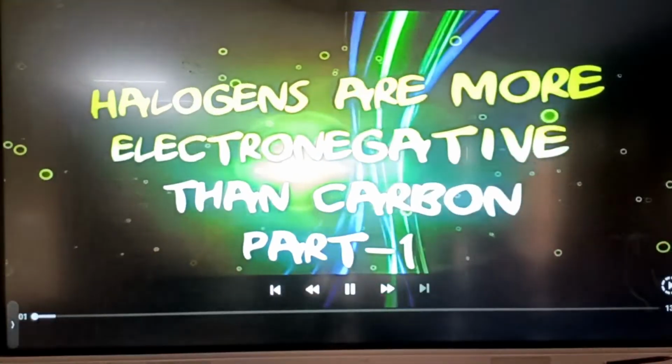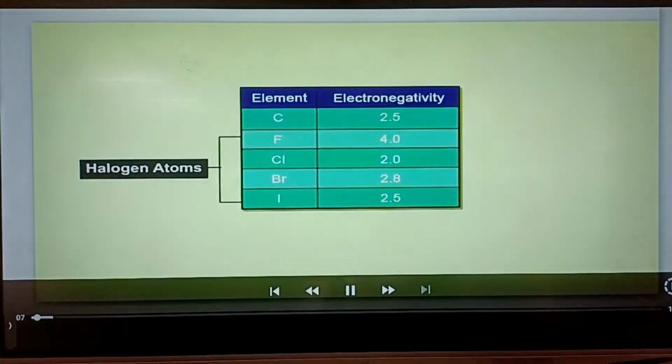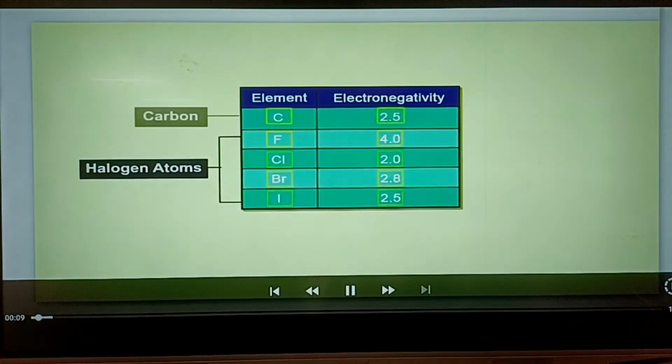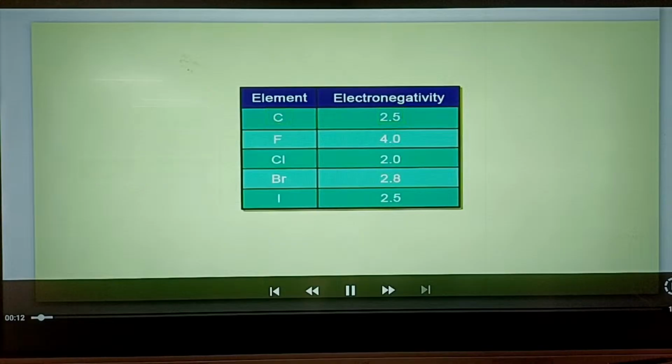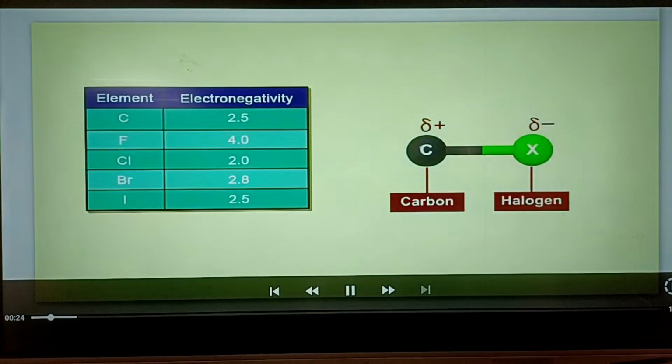Halogens are more electronegative than carbon. It is important to note that halogens are more electronegative than carbon. This means that halogen atoms have a greater tendency than carbon atoms to attract electron density to themselves. As a result, bonds between carbon and halogen atoms are polar in nature. In the carbon-halogen bond, the carbon atom has a partial positive charge, while the halogen atom has a partial negative charge.